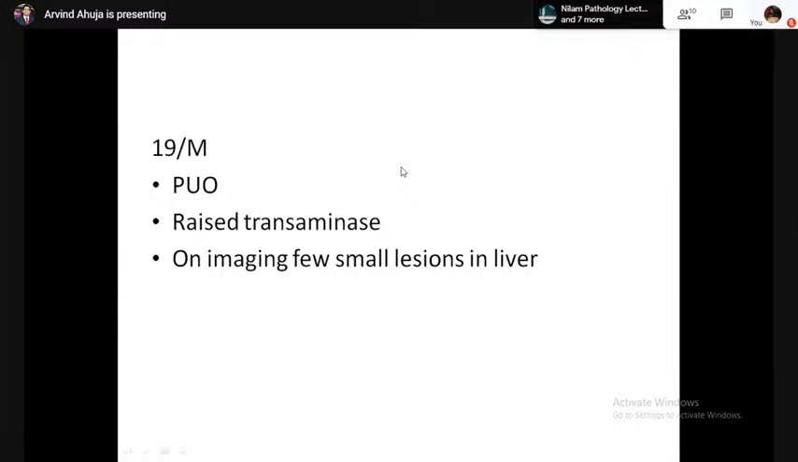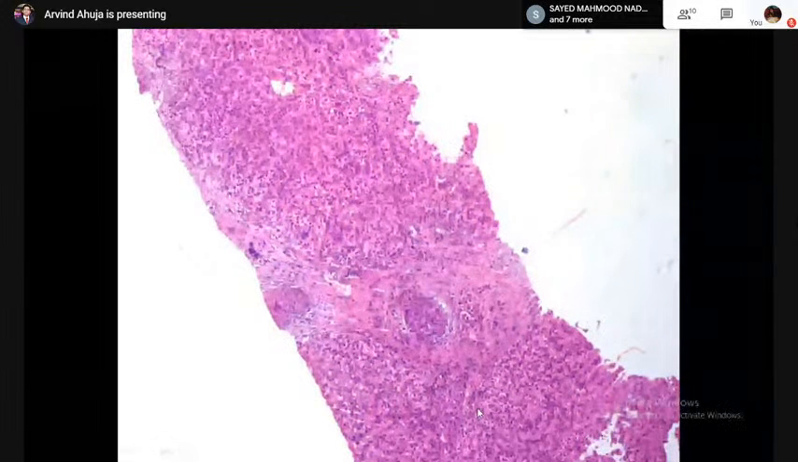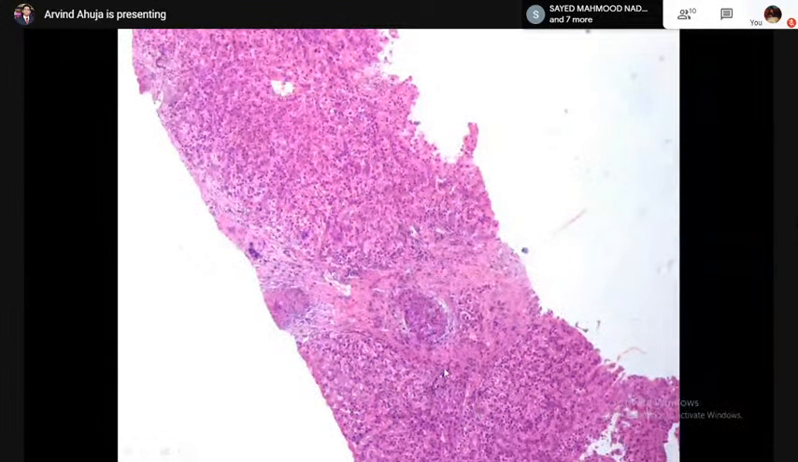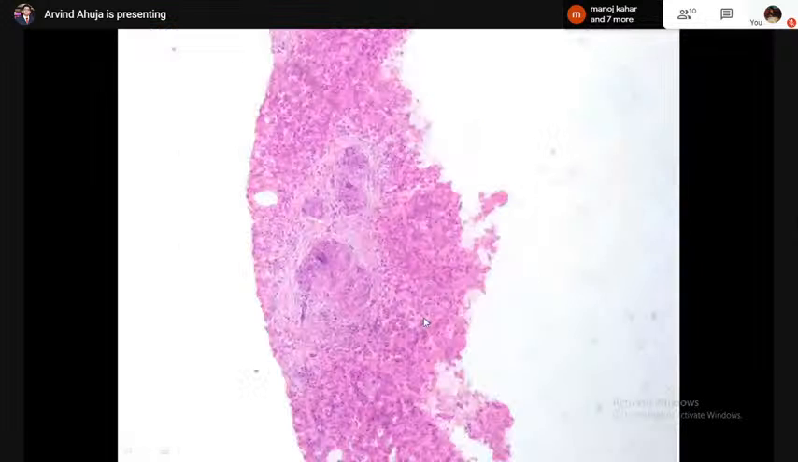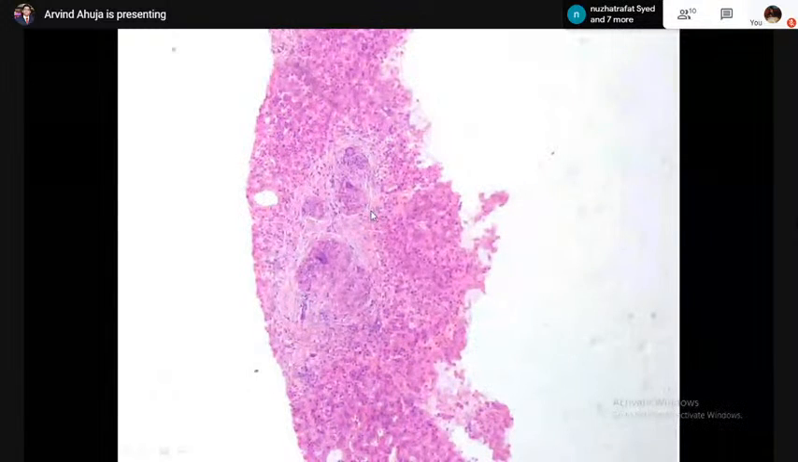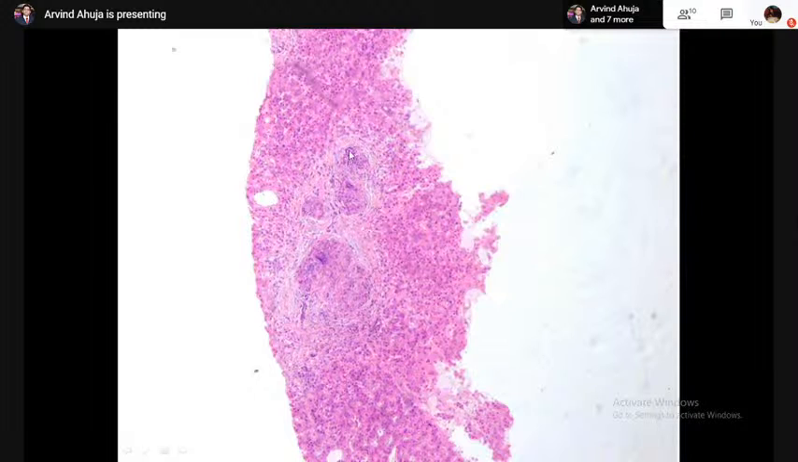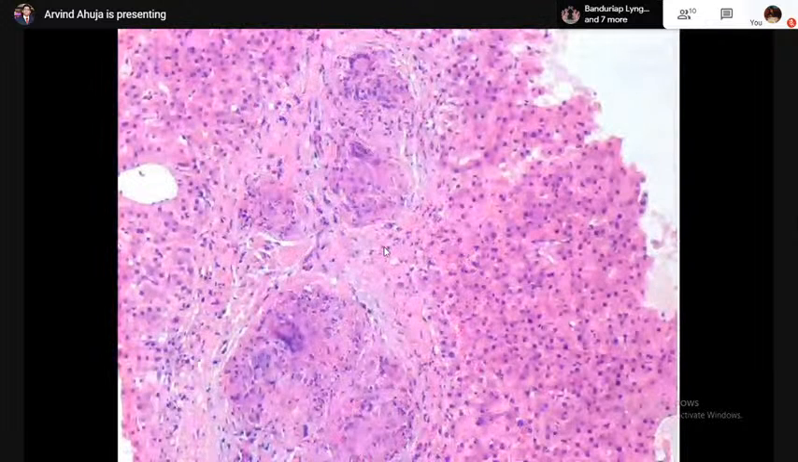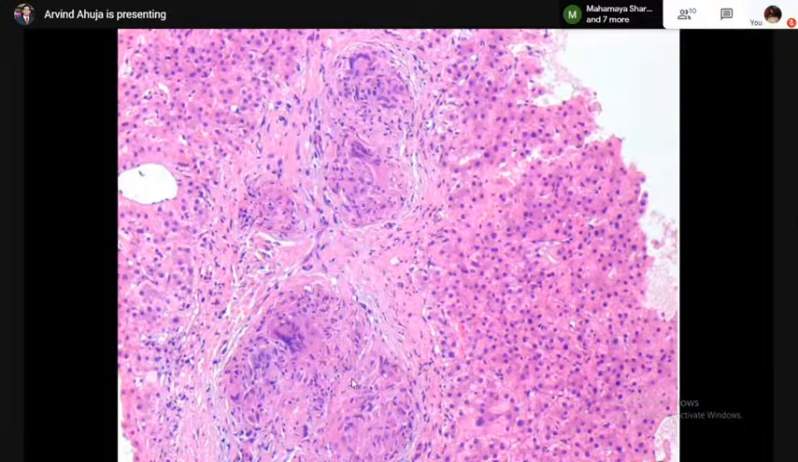So the patient underwent biopsy. This is a low power view of the biopsy. As we can see, there is lobular disarray, and this is the area showing these well defined nodules. Another slightly high power view shows that these are basically epithelioid cell granulomas, with Langhans type of giant cells surrounding lymphocytic infiltrate. This is a high power view to better appreciate these epithelioid cell granulomas with Langhans and foreign body type of giant cells surrounding fibrosis.